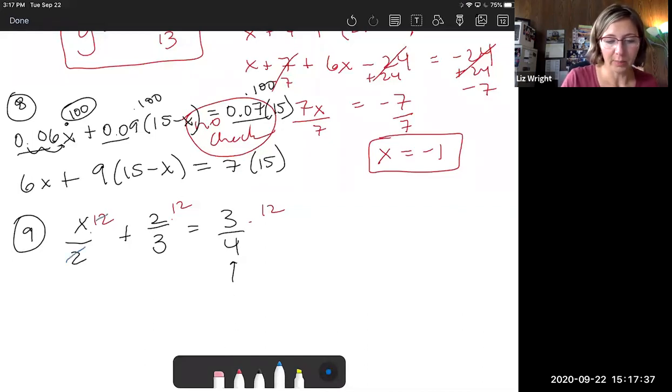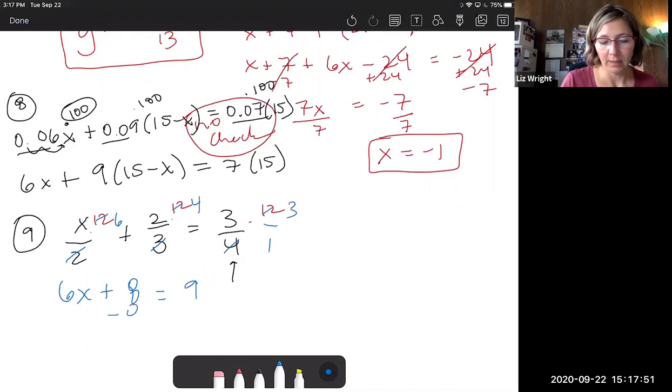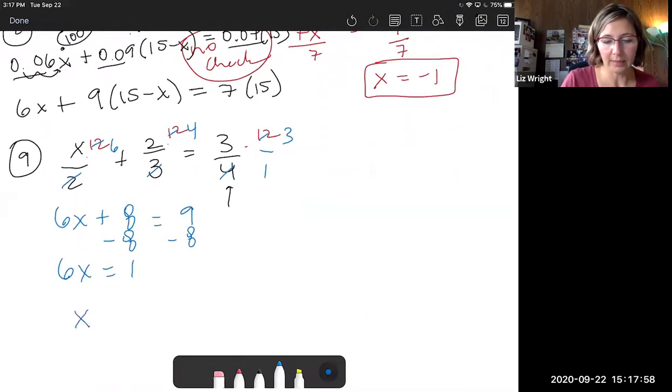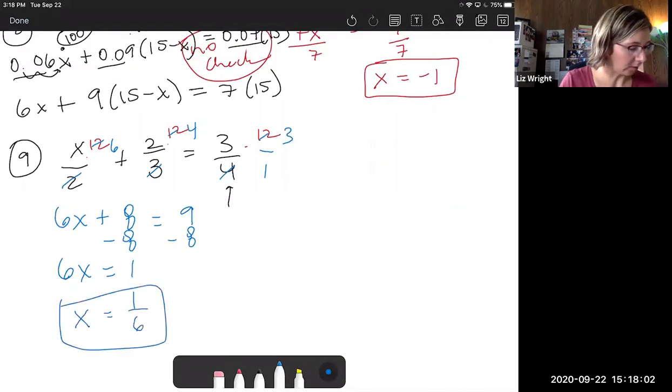So then here, this becomes a 6 for me. So that's going to be a 6x. Here, this is going to be a 4, so I'm going to have a plus 8. And then here, this is going to be a 3, so that's going to be a 9. Then I'm going to subtract 8 from both sides, and I'm going to get 6x equals 1, and x equals 1/6 for our answer. And this one is correct too. So let me just put a check on that one.